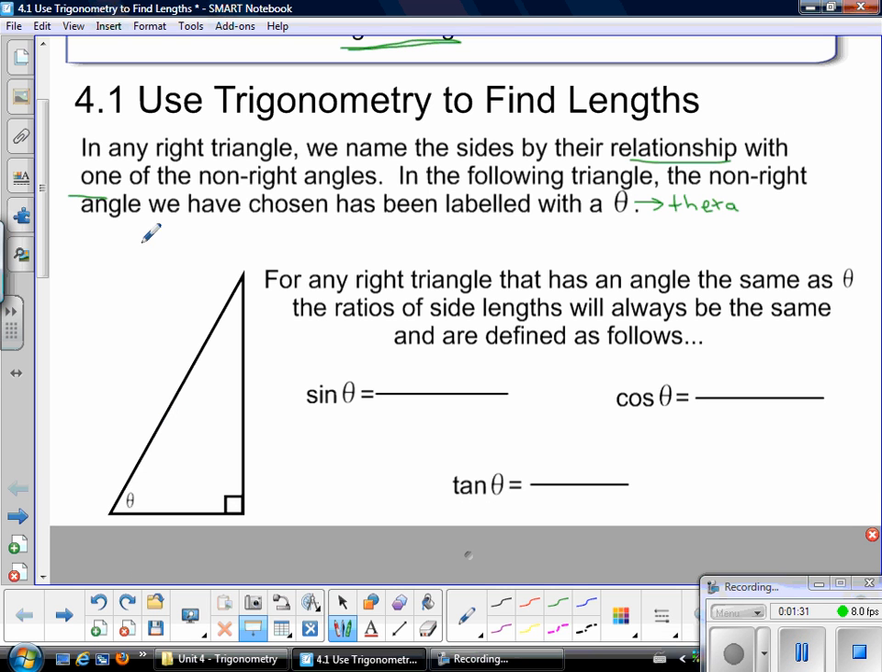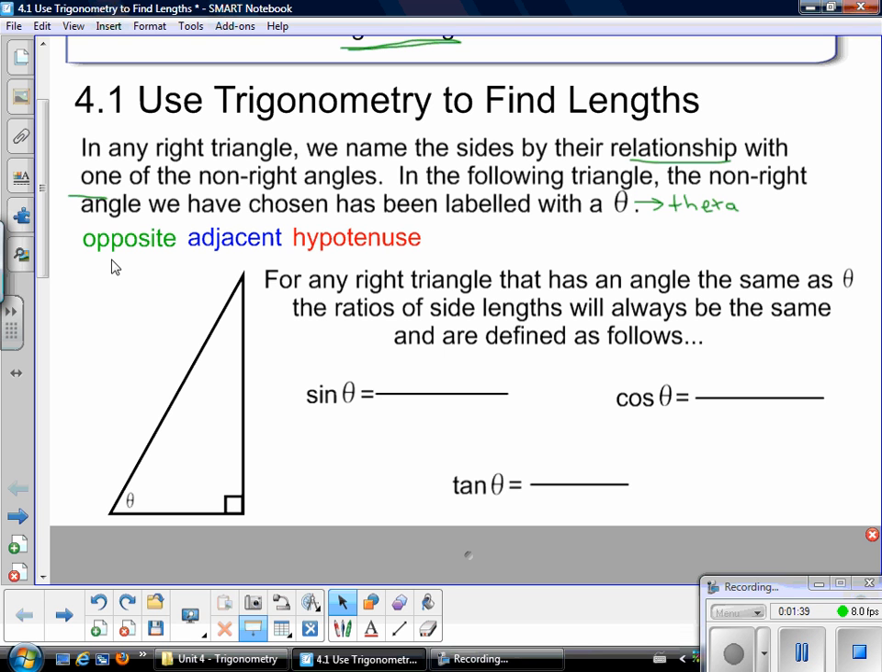Okay, so first of all, we label them according to theta, and the way we label them is using opposite, adjacent, and hypotenuse. Now, some of you maybe do not label. However, I highly recommend that you use O, A, and H for your sides because it's going to make a huge difference to you. So our opposite is going to be opposite of our theta. For any right triangle that has an angle the same as theta, the ratios of the side lengths will always be the same.